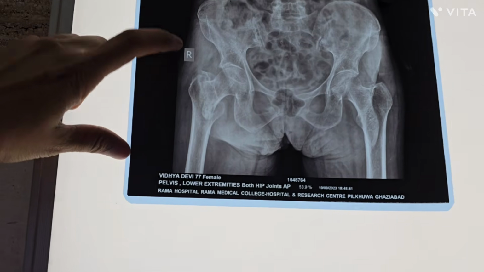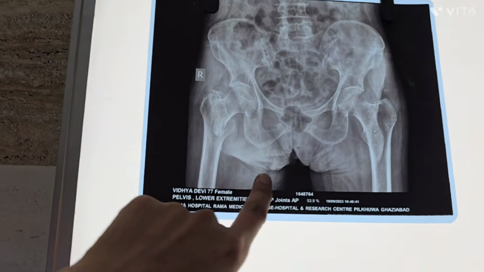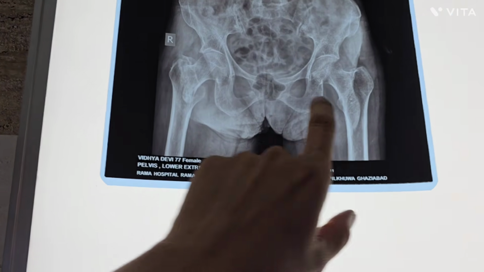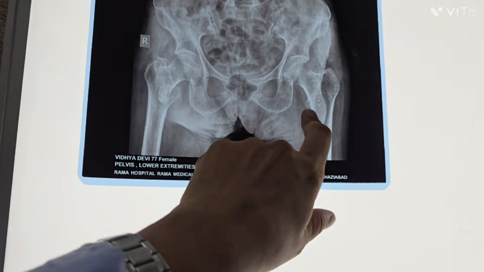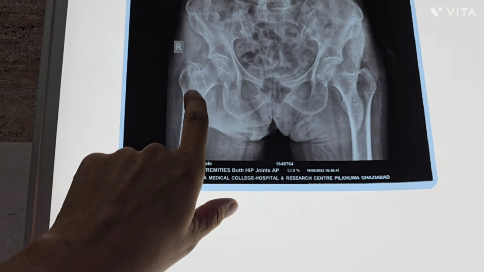Now this is the next patient. Again, this is a skeletally mature pelvic bone. This one is the head, this one the GT, LT, and the neck of femur.